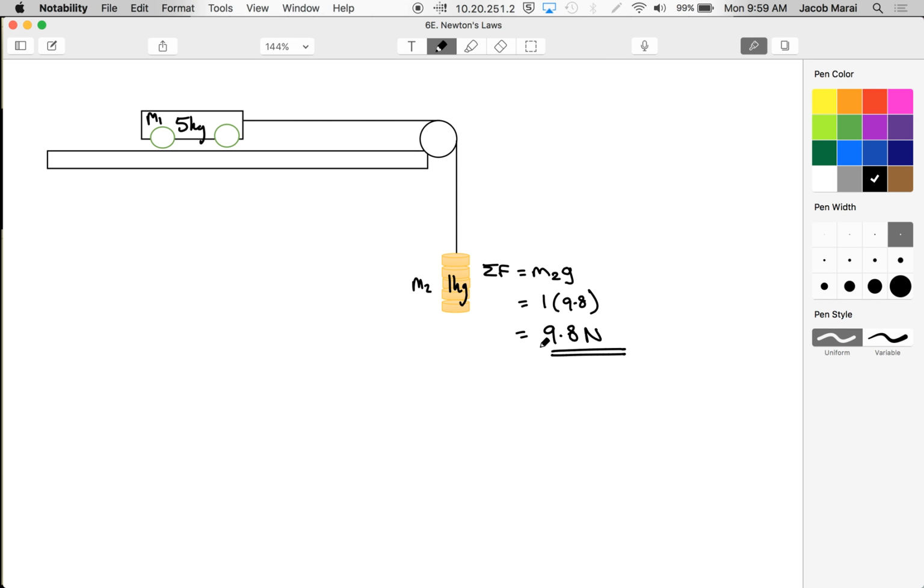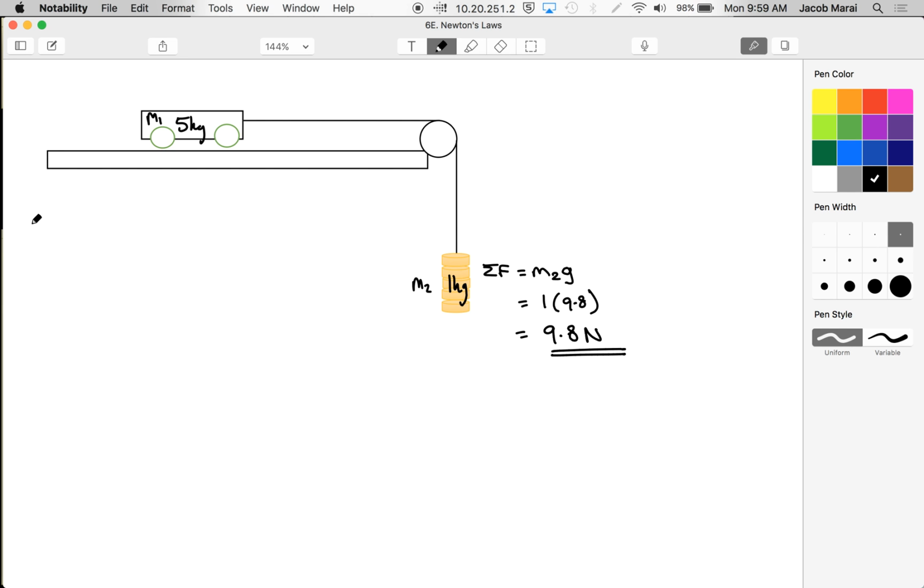Now, what we're going to have to do is suggest that that unbalanced force acts on the mass of the system, the entire mass. We've got 6 kilos of stuff here, and there's an unbalanced force of 9.8 newtons acting on that 6 kilos. Can you give a direction for this? No. I'll tell you why in just a moment.